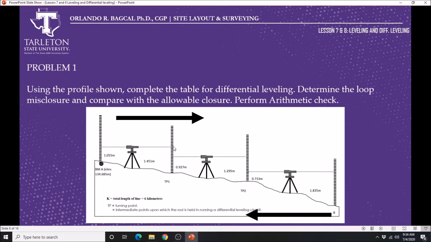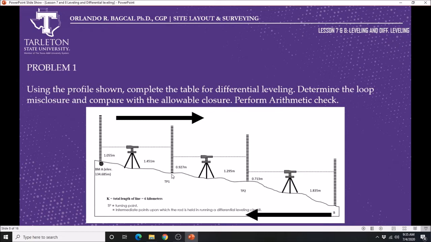So how will you ensure that? Well, you could perform pacing in order to make sure that the instrument is halfway in between those two given points. So you will mark there, set up your instrument, level it, and you can begin to read the leveling rod. In this case here, the backsight is 1.055 and the foresight is 1.451. Then once you have that, move to the next one.